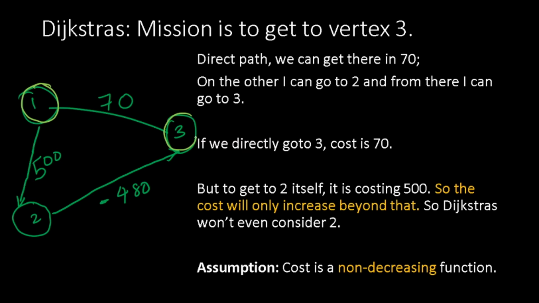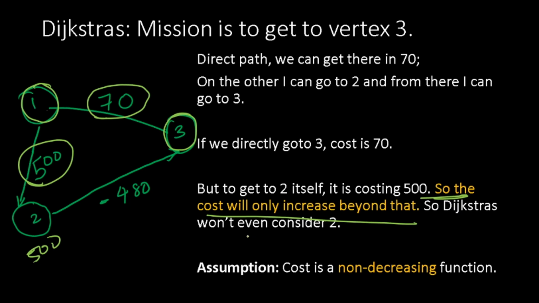We have to get from 1 to 3 here. So here is what Dijkstra's analyzes and thinks like. From 1 to 3, if we take the direct path, the cost is only 70. From 1 to 2, the cost is 500. So from 1 to 2, it's already 500. If we take this path, the cost will only increase. The cost will only increase beyond 2.